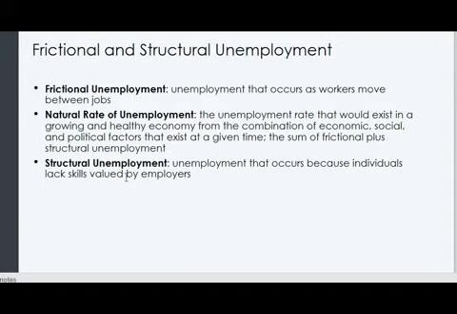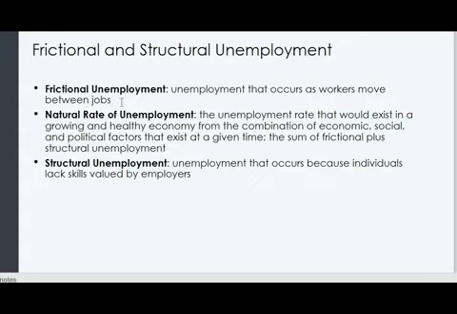So, frictional, unemployed that occurs as workers move between jobs. So, ito yung palipat-lipat ng trabaho. Hindi mapirmi sa isa. Okay? Every 5 months, lilipat. Every 3 months, lilipat. Madaling manawa. So, they are called frictional unemployment.